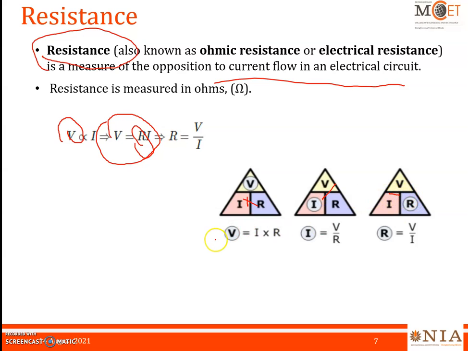We can represent the values of V, I and R. V is I into R, or I is V by R, or otherwise R is V by I. It is nothing but resistance, and it is measured in ohms.